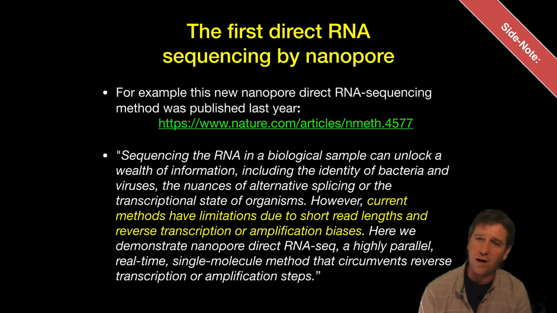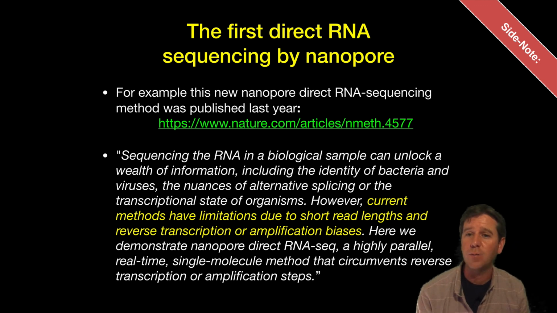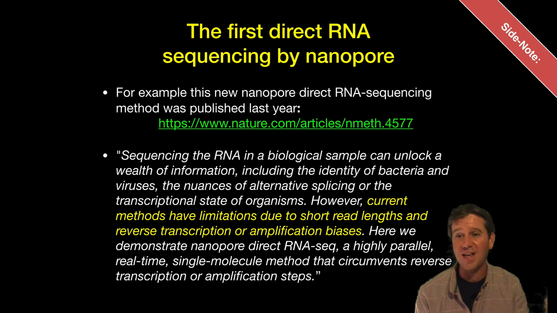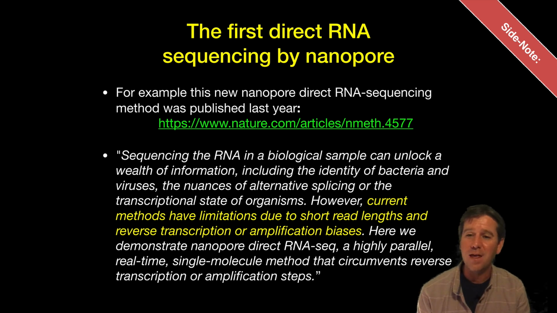Now, this is a very fast-moving field. For example, at the end of last year, from Oxford Nanopore and collaborators, there was the first direct RNA sequencing by nanopore, rather than doing Illumina RNA-seq, where you're doing DNA sequencing, so you have to convert it to cDNA and do all these sorts of things. Here they could do it directly.